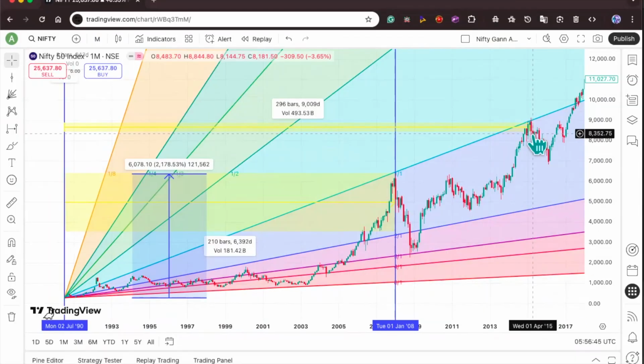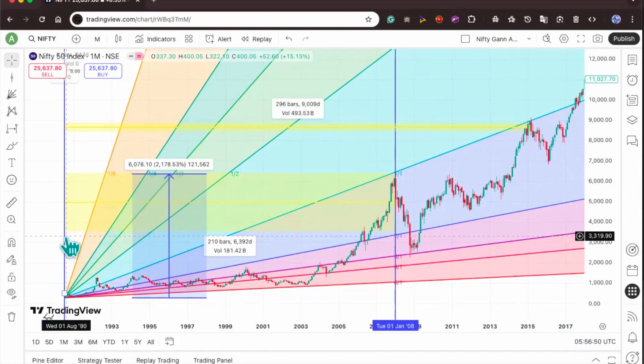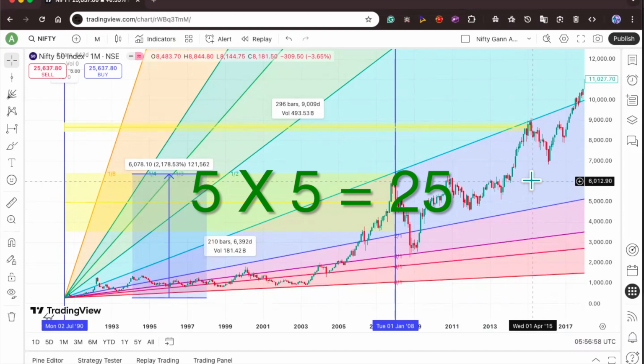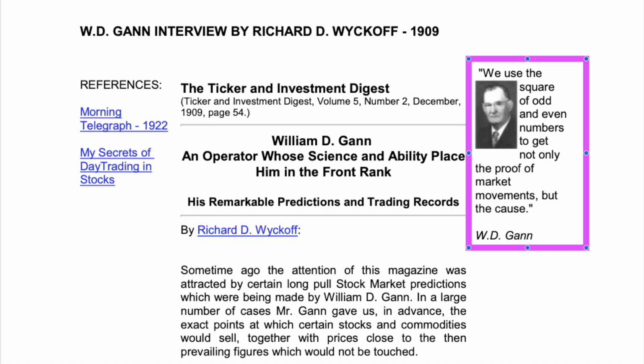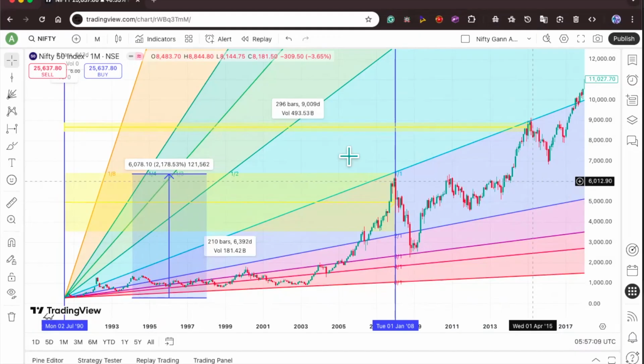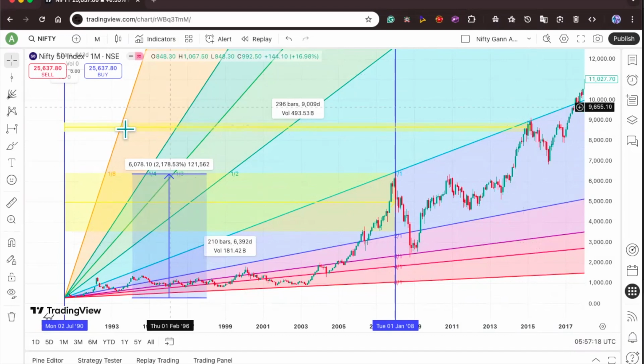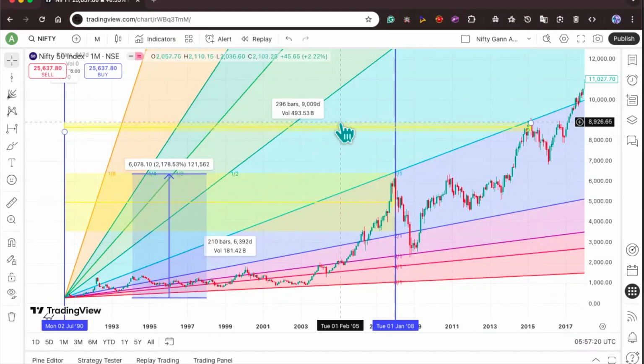One more important thing which I just want to tell you is, if we start from 1990 up to 2015, that makes it somewhere around 25 years. 25 years is nothing but a square of 5. So in 25 years, that is 5 into 5 years, we get something amazing, that is 9,000 points of movement in 9,000 number of days.